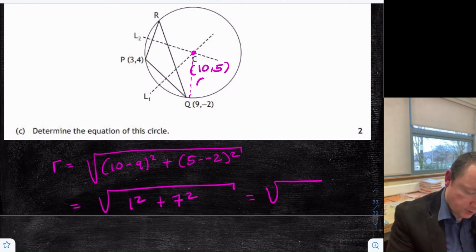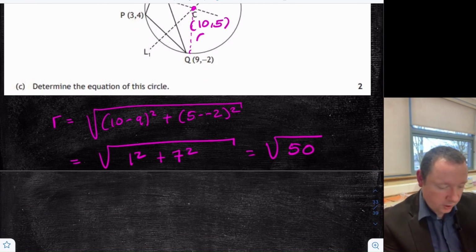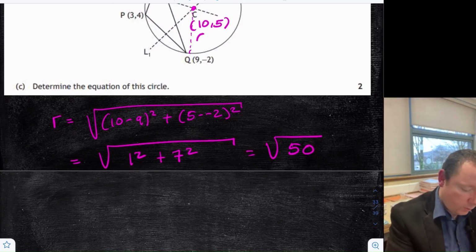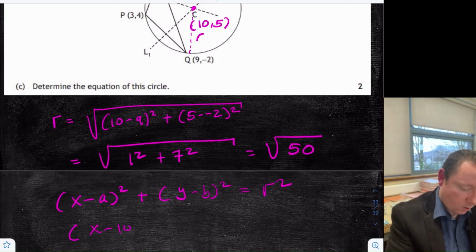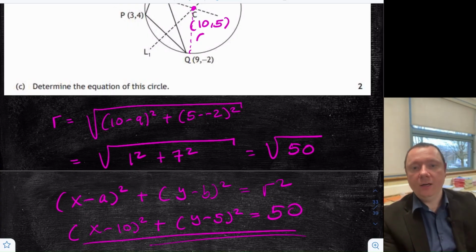1 squared is 1, 7 squared is 49, that is 50. And now, once you do circles, you'll see this, but very briefly, the equation of a circle, and you're given it at the start of the exam paper, is (x minus a) squared plus (y minus b) squared equals r squared, where a and b is the centre of your circle. So the equation of this circle is simply (x minus 10) all squared plus (y minus 5) all squared, and the radius squared is just 50. And we're done there for our final mark.